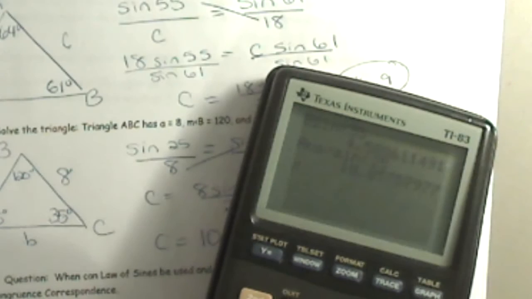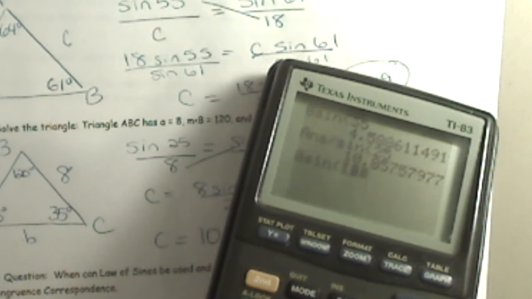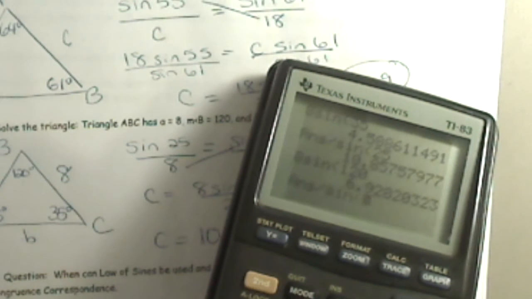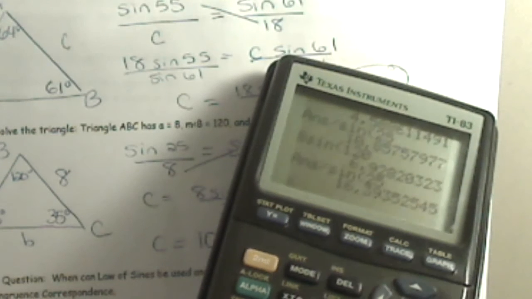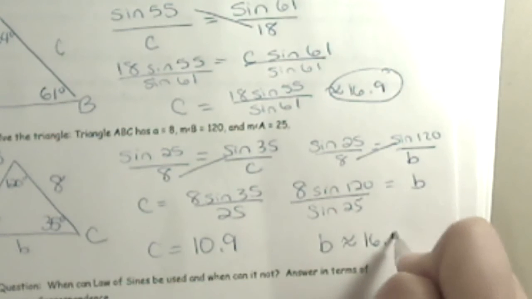So 8 sine 120 divided by sine of 25. I get about 16.4. So B is approximately 16.4.